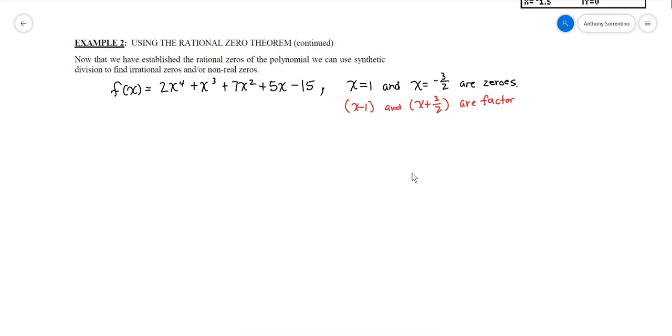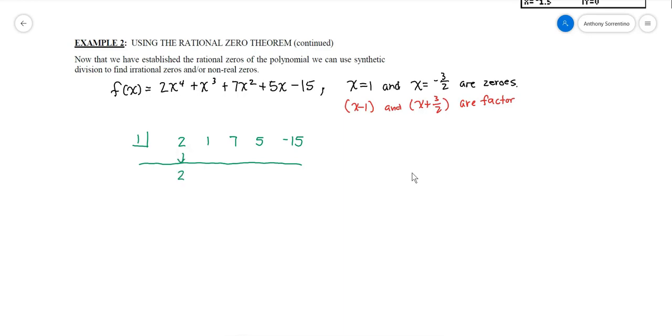I use the zeros though for my division because I'm going to use synthetic division. So I'm going to rewrite the coefficients. I have a 2x to the fourth, a 1x cubed, a 7x squared, a 5x, and a minus 15. So no missing x terms. And I'm going to do the 1 first. Doesn't matter which one I do first. So basically this division is going to factor out the x minus 1.